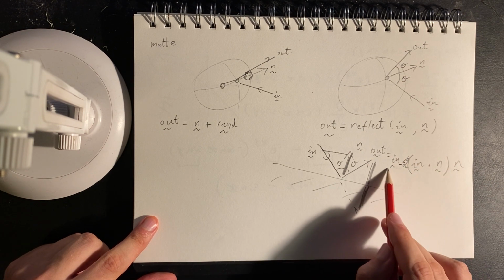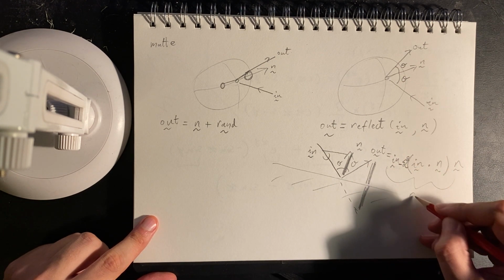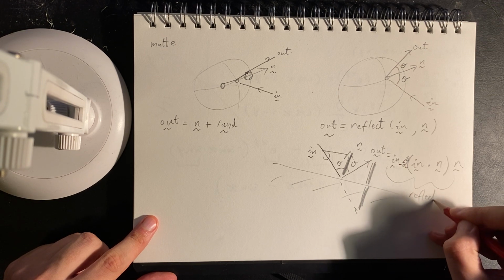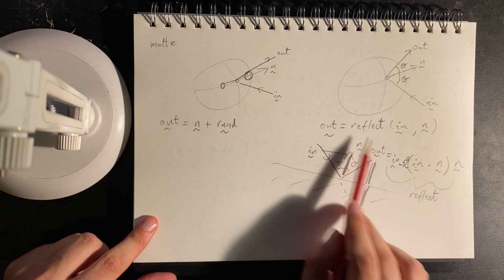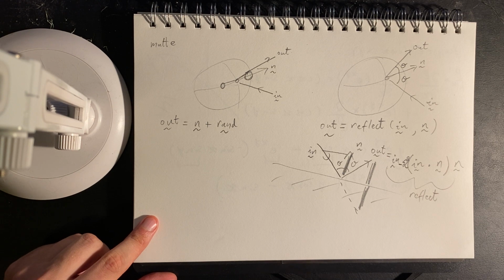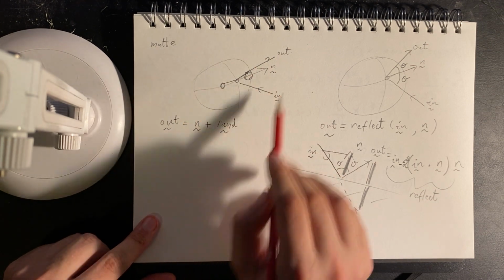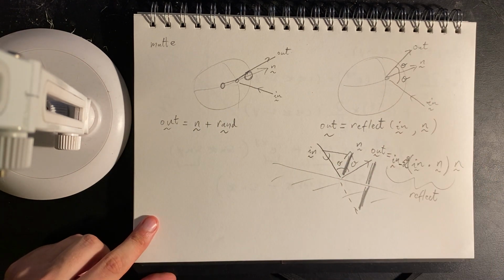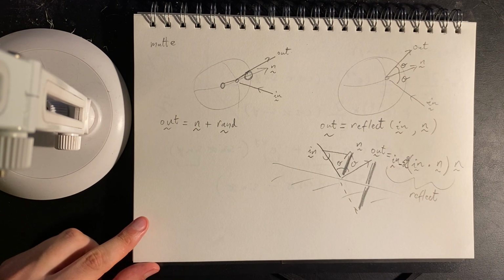But really, this is a common function. It's pre-computed for us, ready to go. It's called the reflect function. That's what we're going to be using. So that's a little bit of an overview of reflection types. We're going to have either matte reflection or metallic reflection, and we'll use a parameter to determine which reflection function we're using.